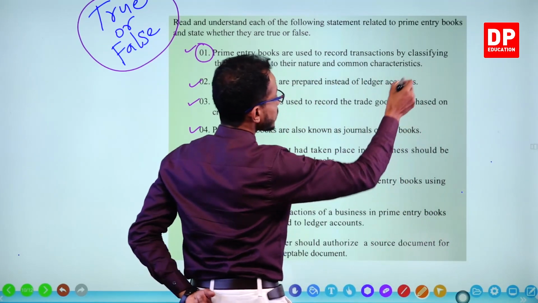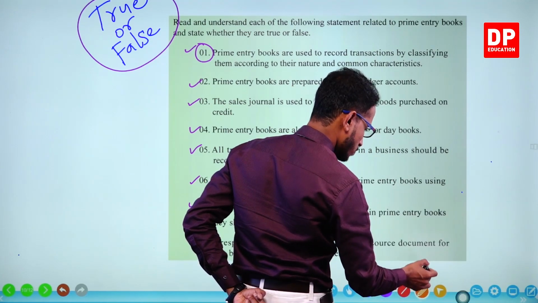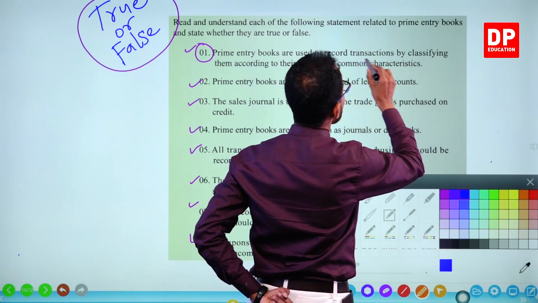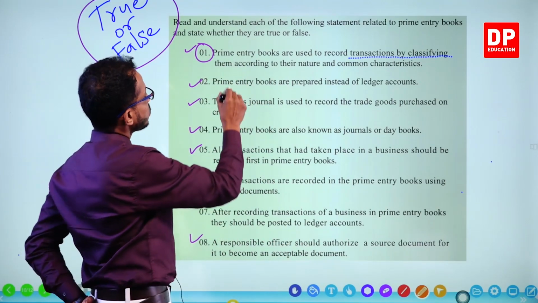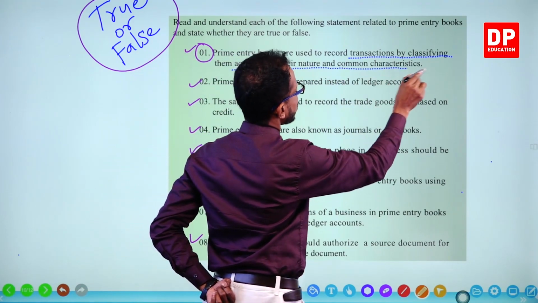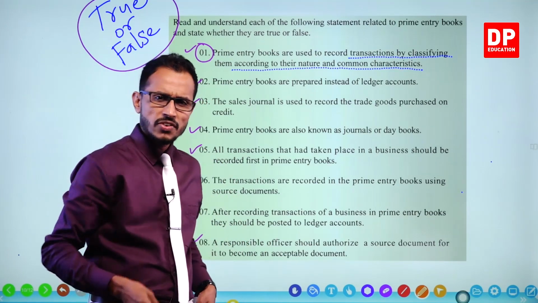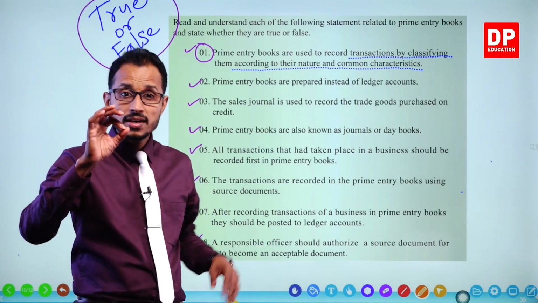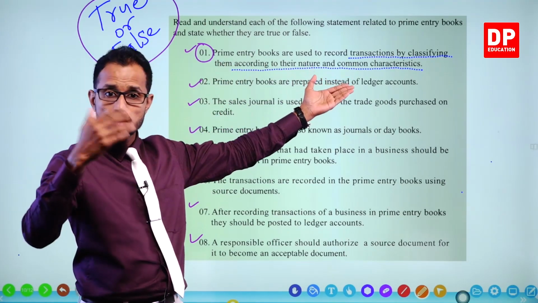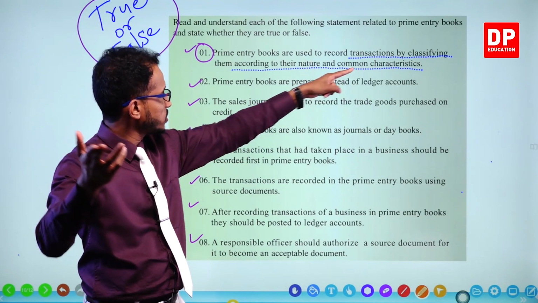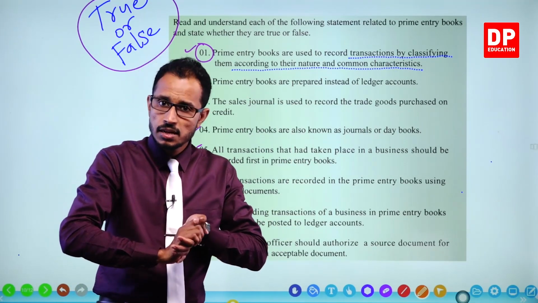Do we classify transactions according to their nature and common characteristics? What does it mean? Can you classify transactions depending on the nature of transactions? That's what it says. What do you think? Transactions, classify them according to their nature and common characteristics. Let's think about it a little bit.